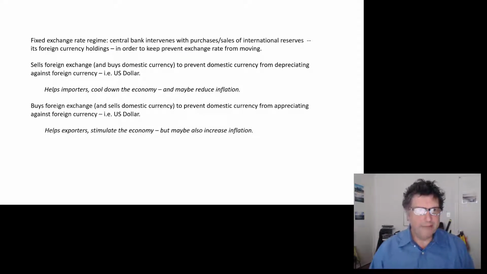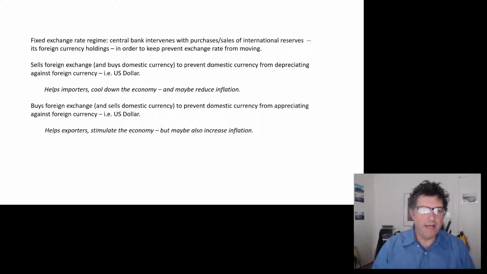Now, the idea is that under a fixed exchange rate regime, the central bank fixes the exchange rate by intervening with purchases or sales of its foreign currency holdings, what we call its international reserves. So it does these transactions, purchasing or selling international reserves and selling or buying domestic currency, in order to prevent the exchange rate from moving.